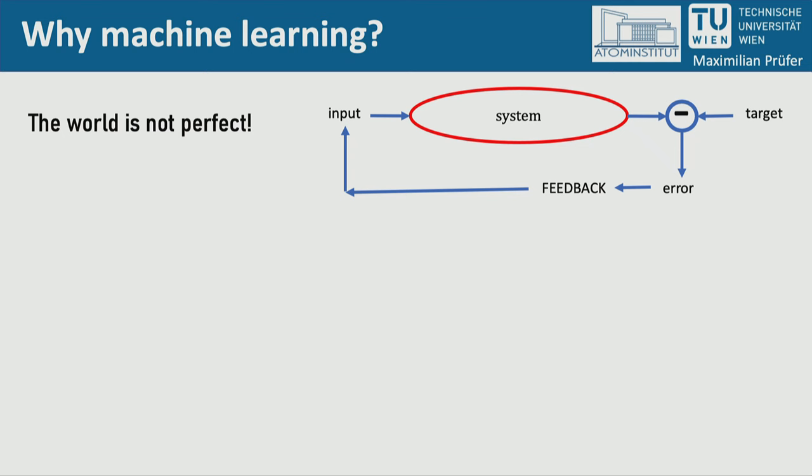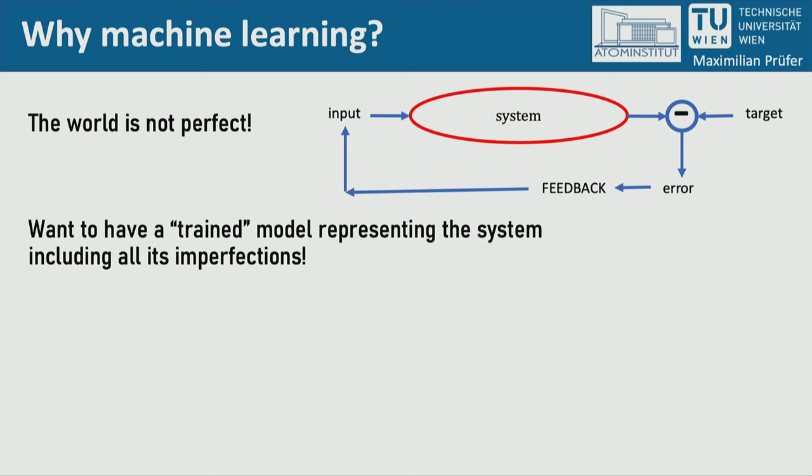However, in our case, what we wanted was a trained model representing the system, including all its imperfections. Why do we want to have this? Because our experimental system is usually slow. Our machine gets a picture, or a realization of the quantum simulation, so to say, every 30 seconds. So this means optimizing that thing over hundreds of iterations takes a lot of time.